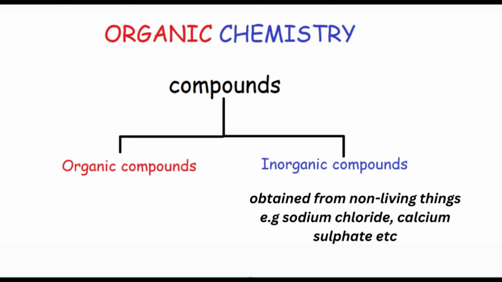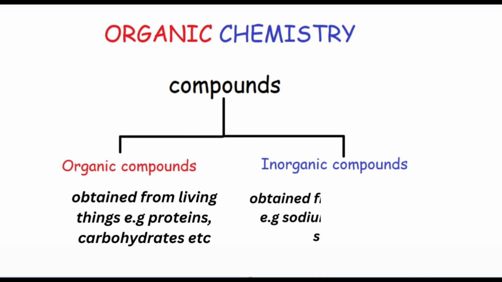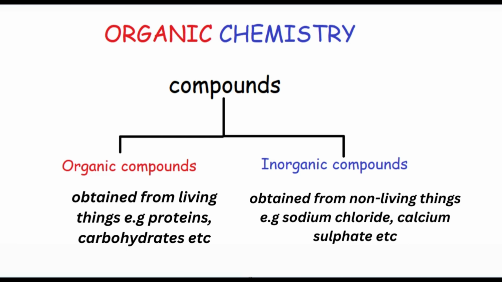Examples are the table salt that we eat at home, that's sodium chloride, calcium sulfate, sodium trisulfide, to mention a few. While organic compounds are compounds that are obtained from living things, from plants and animals. Examples are carbohydrates that can be obtained from plants, proteins that can be obtained from animals.